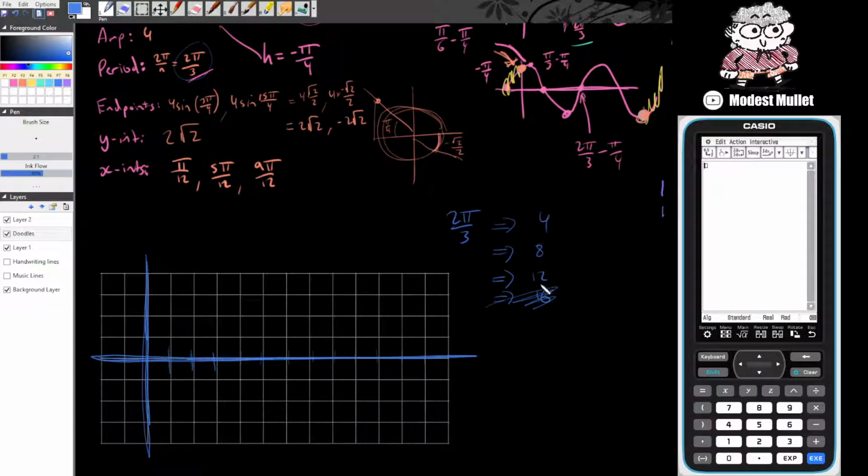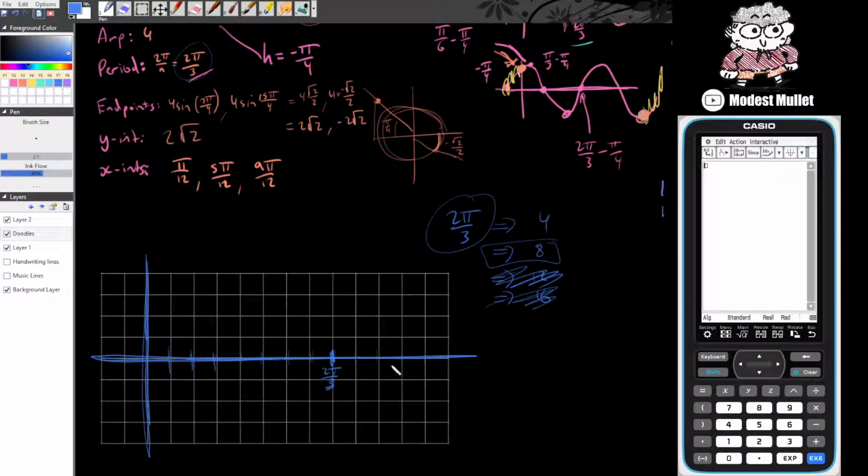We do have enough for 12, but that's only going to get us to 2 pi on 3. We need to go all the way to pi. So we're actually going to ignore that one as well. So let's just go with 8. So we're going to say 8 is 2 pi on 3. So 1, 2, 3, 4, 6, 7, 8. That there is 2 pi on 3.